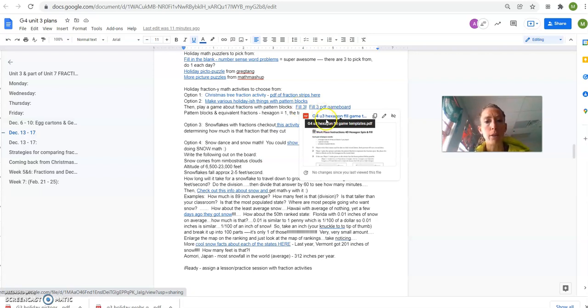So go ahead and read about the game here if you're interested. That's the game board you could print off, and you'll need a spinner and pattern blocks.